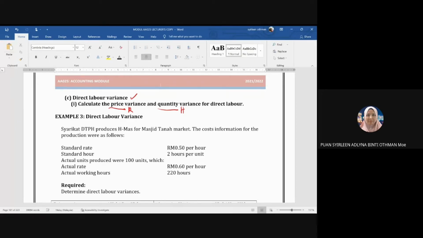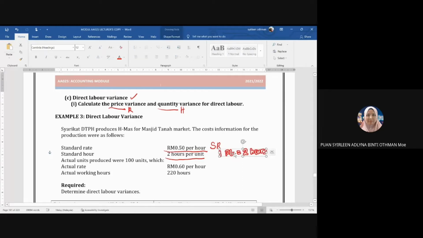Okay, syarikat DTPH produce H mask for Masjid Tanah Market. The cost information for the production were as follows. Okay, standard rate dia bagi 50 sen 1 jam. Okay, SR. This is SR. Okay, lepas tu standard hours is 2 jam. Maksudnya, in order to do one finished goods, setiap buruh perlukan 2 jam untuk siapkan. Okay, so this is your standard hours. This is SH per unit. This is SR per unit.